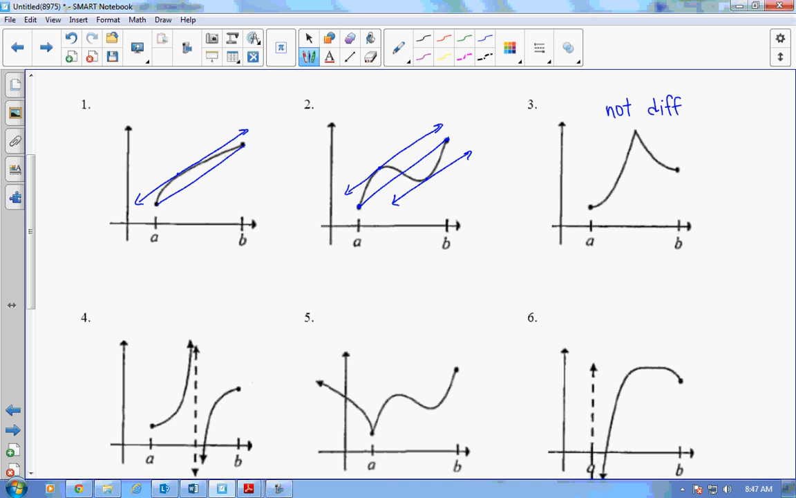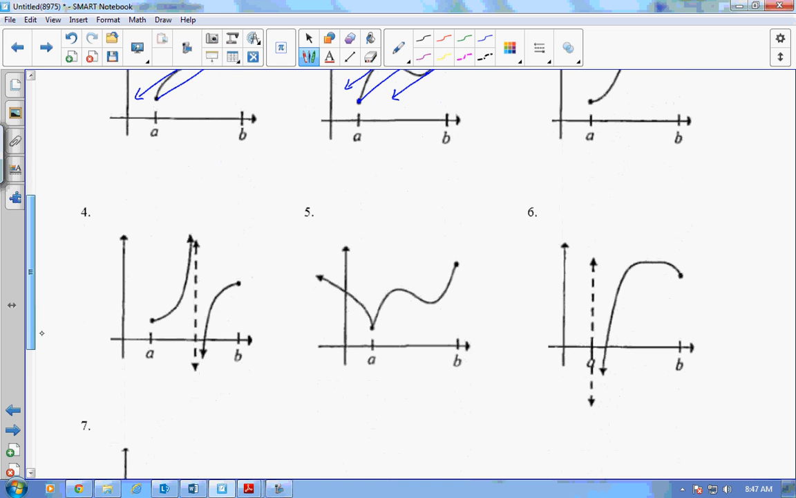Okay, number 4. Is it continuous from A to B? On the closed interval A to B? No, because of this tangent line. Or not tangent line, asymptote, yeah. Not continuous.